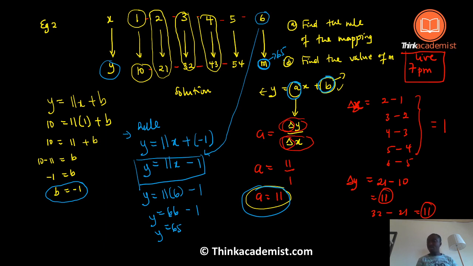Now, in this example, we want to look at how to find the rule for this particular mapping. So example 3, right? Okay, so we want to look at how to find the rule for this particular mapping. We have 1, 2, 3, 4, 5. Okay, so this is example 3.